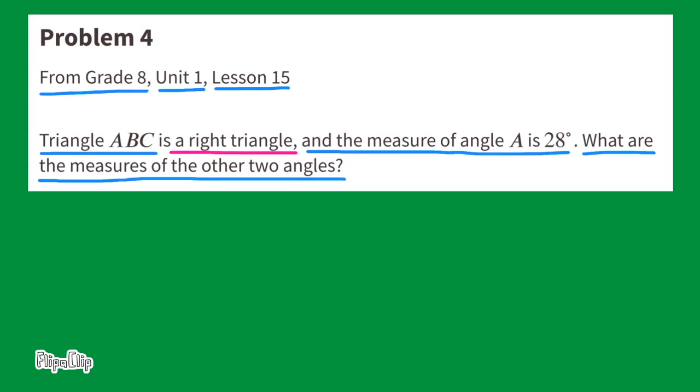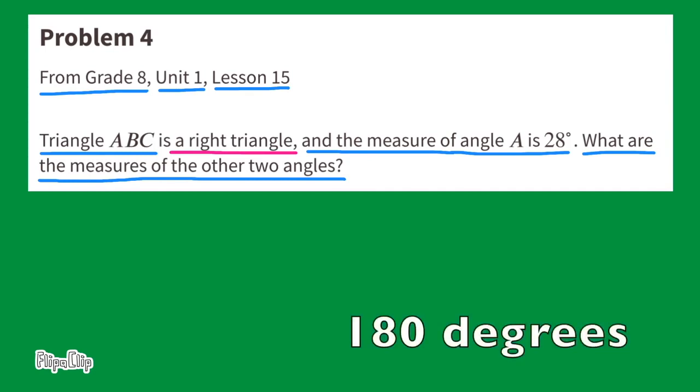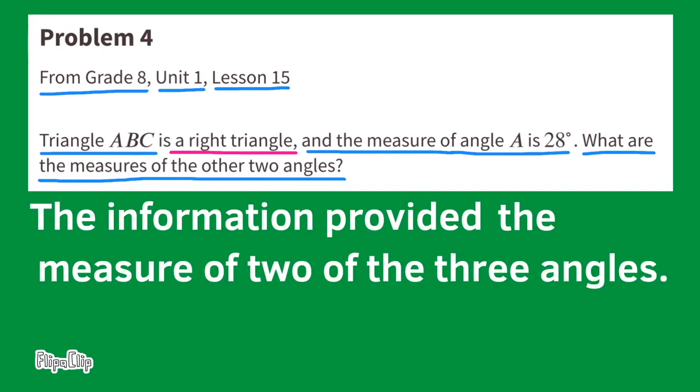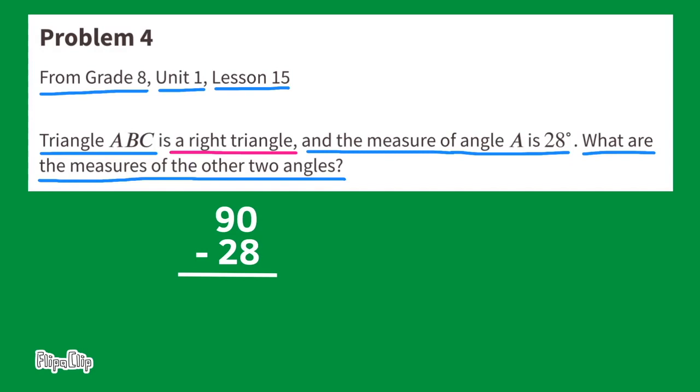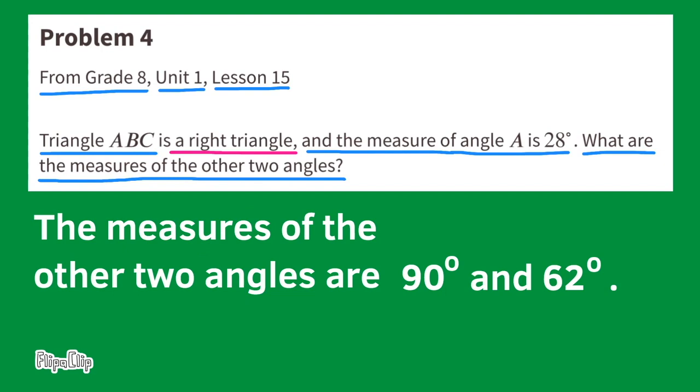It's important to remember that the sum of all three angles in every triangle totals 180 degrees. The information provided the measure of two of the three angles. Since it's a right triangle, we know that a right triangle has a 90 degree angle, so 180 degrees minus 90 degrees leaves us with 90 degrees. We have just one angle left, and that's the 28 degree angle, so 90 degrees minus 28 degrees equals 62 degrees. So the measures of the other two angles are 90 degrees and 62 degrees.